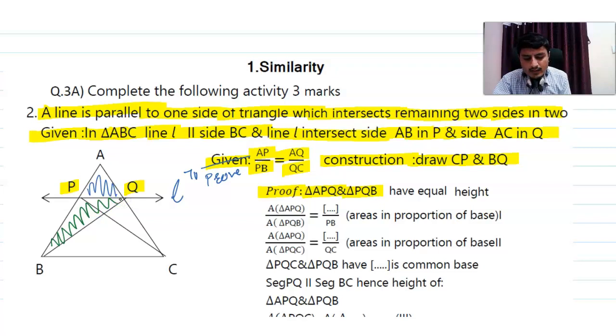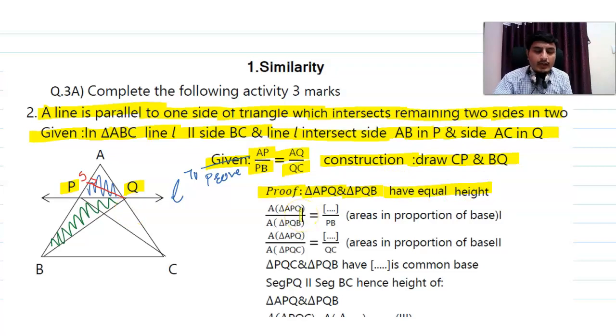Those two triangles have the same height. That means once we draw the perpendicular from point Q on its opposite side, say QS is the perpendicular, the two triangles APQ and BPQ both have the same height, that is QS. So we have equal heights.